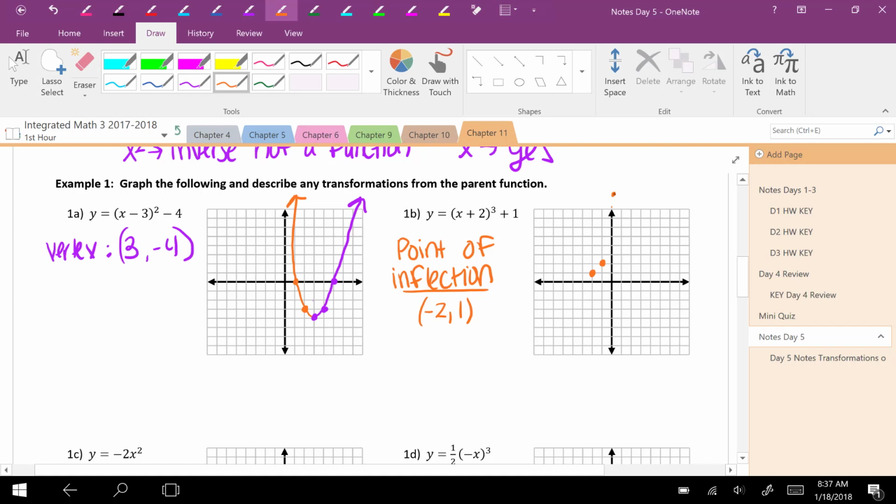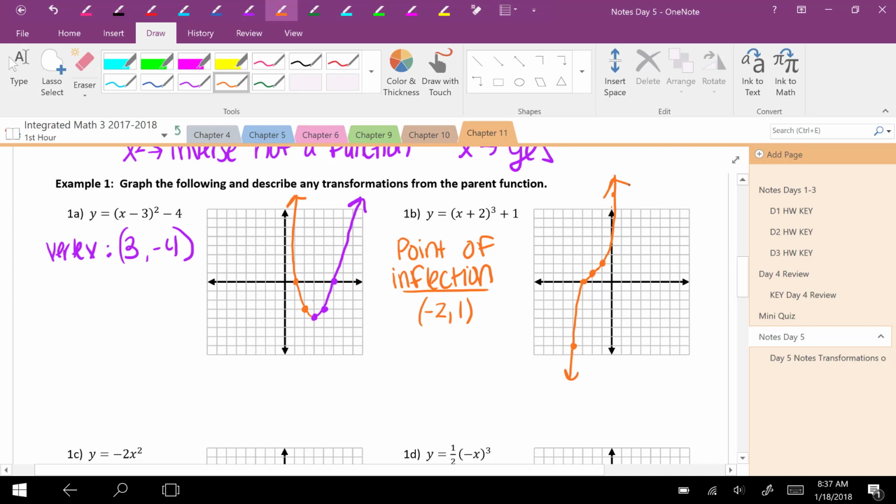Somewhere up here. Okay? Then same thing. We're going to go left 1, down 1. Then we're going to go left 2, down 8. So we got 1, 2, 3, 4, 5, 6, 7, 8. Again, you can always check your answers on that graphing calculator.